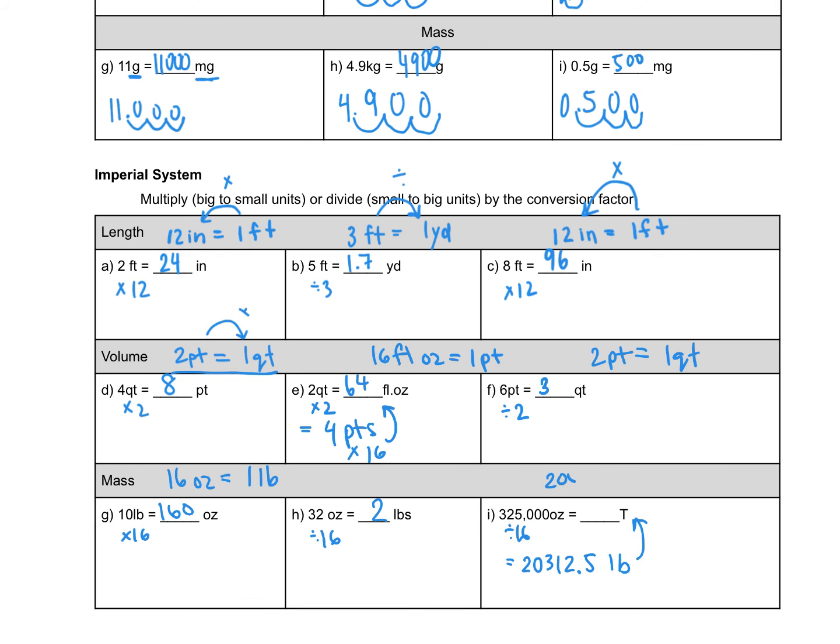And then we can convert it into tons. If we look at our conversion sheet, 2,000 pounds equals 1 ton. So again, how many times can I remove 2,000 from this value? Because every time I do, that's going to represent 1 ton. So I'll divide this by 2,000, and I get approximately 10.2 tons if I round to 1 decimal place. So that's your imperial system. You're either multiplying or dividing by that conversion factor.